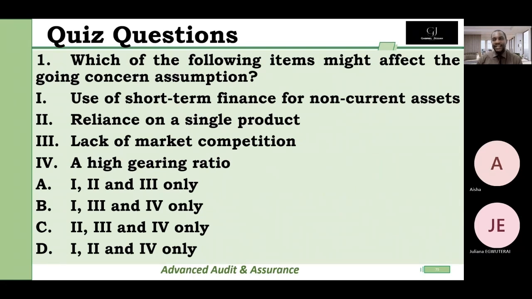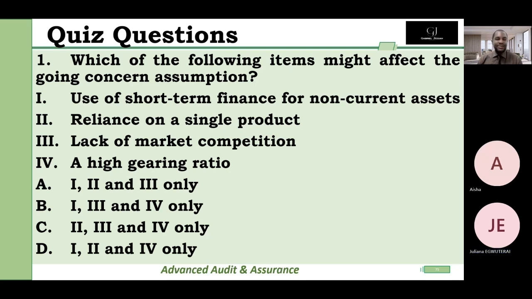Number 1, which of the following items might affect the going concern assumption? It even started with going concern. Roman numeral 1, the use of short-term finance for non-current assets. Roman numeral 2, reliance on a single product. Roman numeral 3, lack of market competition. Roman numeral 4, a high gearing ratio. A, 1, 2, 3. B, 1, 3, 4. C, 2, 3, 4. D, 1, 2, 4.